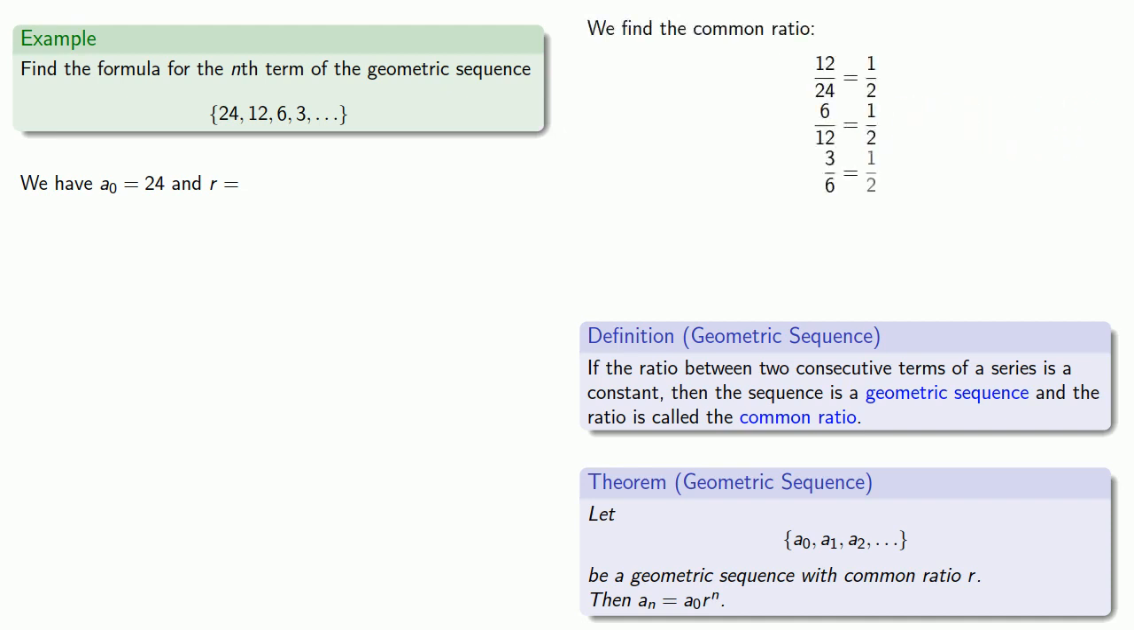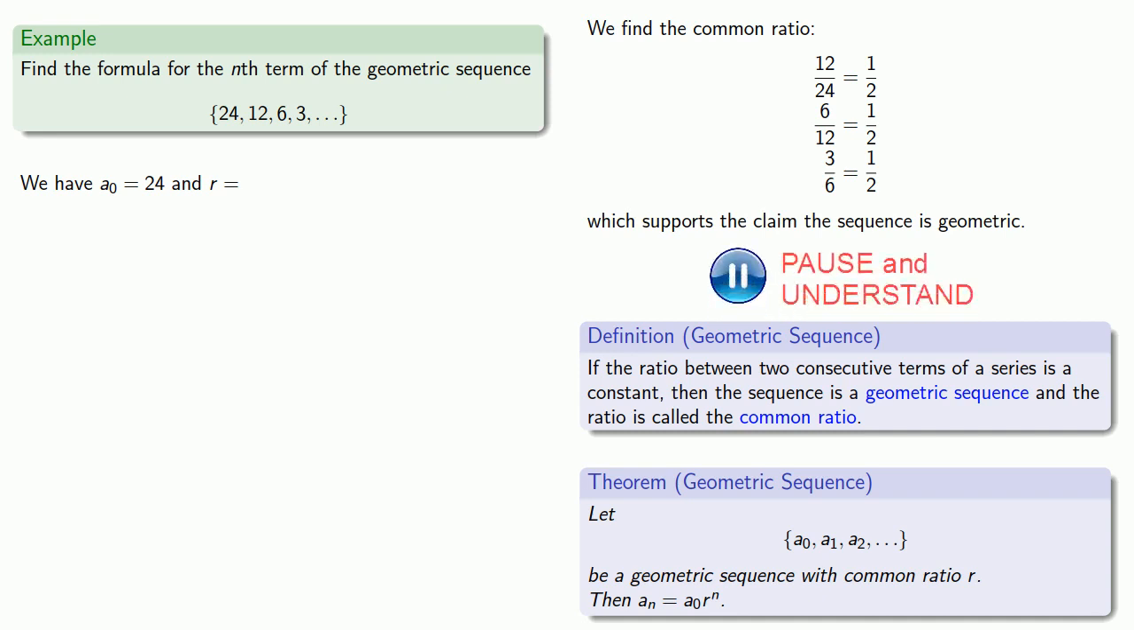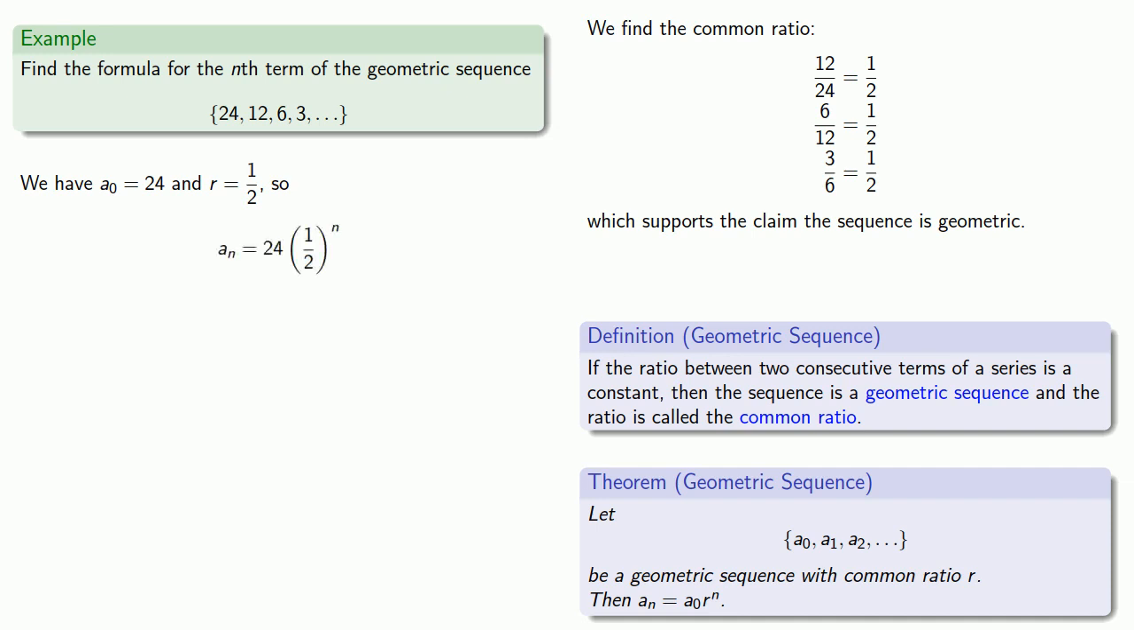And we find that the ratio between every term and the term preceding it is 1/2, which supports the claim that the sequence is geometric. The common ratio is 1/2, and so this allows us to write the formula for the sequence.